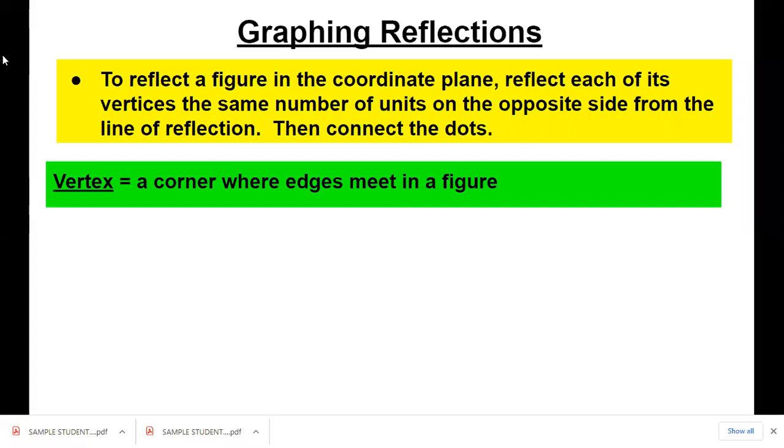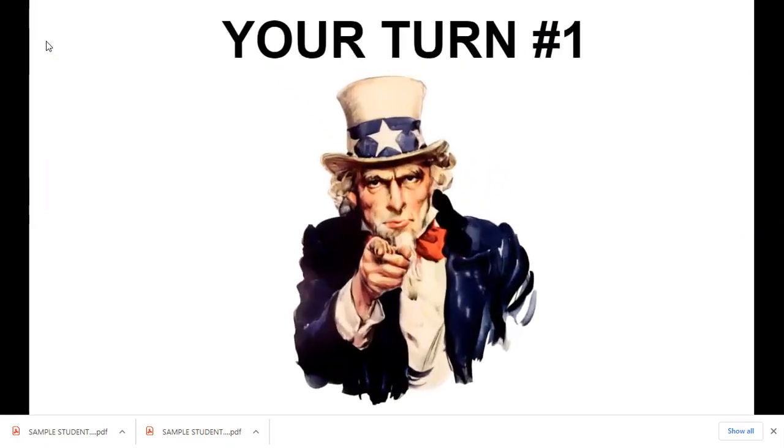Okay, graphing reflections. To reflect a figure in the coordinate plane, reflect each of its vertices the same number of units on the opposite side from the line of reflection. Then connect the dots. And that's what I just showed you under the document camera. A corner where edges meet is considered a vertex. So the plural is vertices. Okay, you're going to get a chance to try some of these reflections. See you back in a moment.